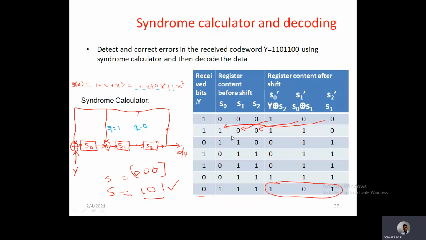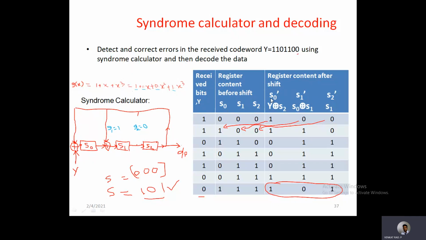Again there will be the same operation, but instead of using the message bits, we should use the received bits. So these 7 received bits, one after the other, should make an XOR operation. Again, S0, S1, S2 are the register contents before the shift operation, and S0 dash, S1 dash, S2 dash are the shift register contents after the shift operation. As in the previous encoder operation, perform the same operation here.